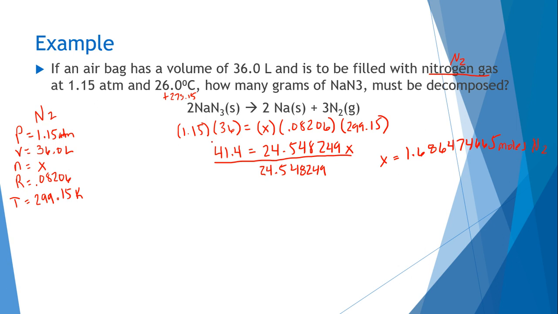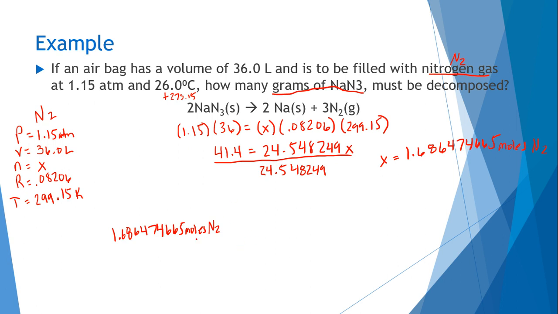Once you find moles in the ideal gas law, we need to then use stoichiometry, because it doesn't want us to find moles or grams of N2. It wants us to find grams of NaN3, which is a completely different compound. So we're going to start with what we found in our ideal gas law. Remember, we do not want to round until the end, so I'm going to start with the whole number, because this is moles of N2.